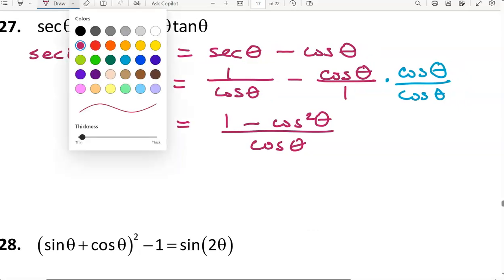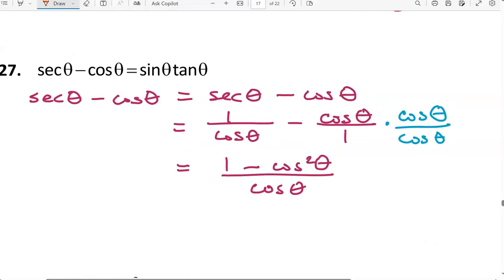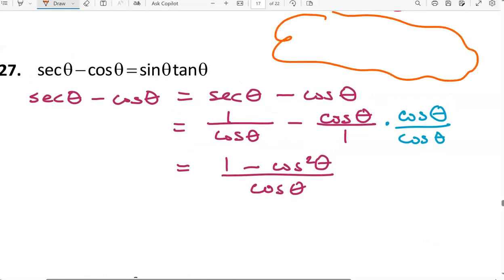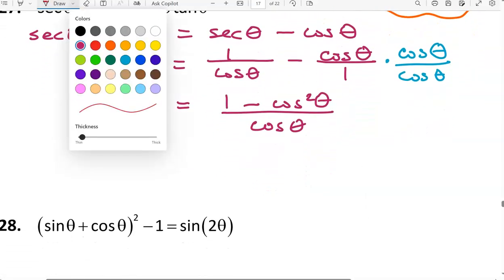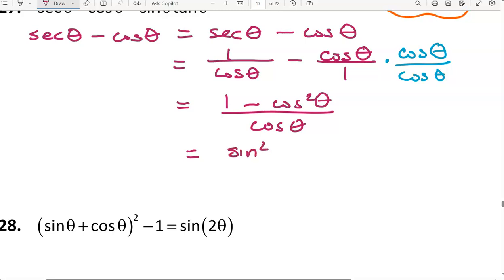And now let's remember something. So I'm going to write a little thought bubble up here at the top. Remember that the sine squared of theta plus the cosine squared of theta is equal to 1, which means that sine squared of theta is equal to 1 minus cosine squared of theta, right? We can just move the cosine squared to the other side by subtraction. So that means that the 1 minus cosine squared in our proof can be replaced by sine squared of theta.